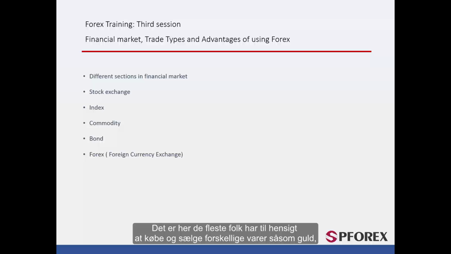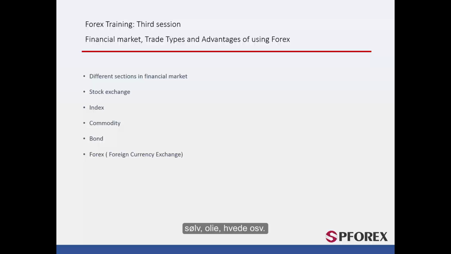This is where most people intend to buy and sell various goods such as gold, silver, oil, wheat, and so on. The fourth section is commonly known as bonds. The government's bonds and non-governmental shares, with or without fixed rate security, are easy to purchase. For example, in the USA, the Department of Treasury offers such bonds.